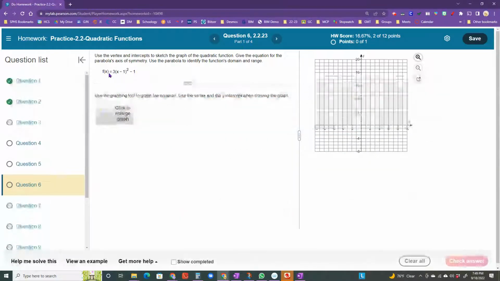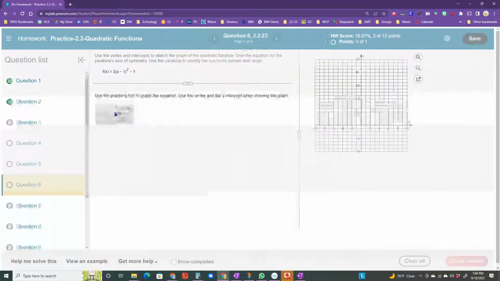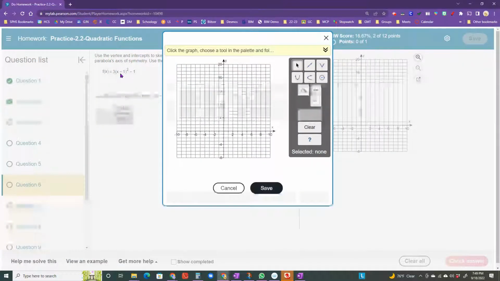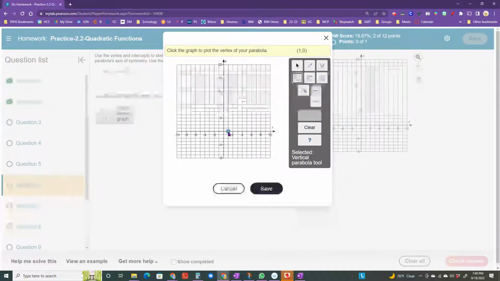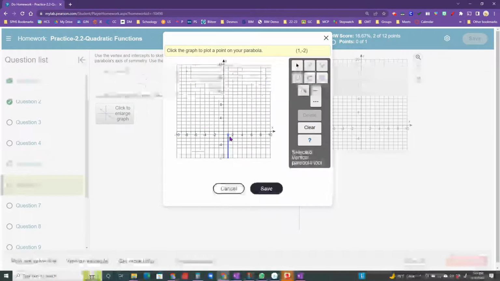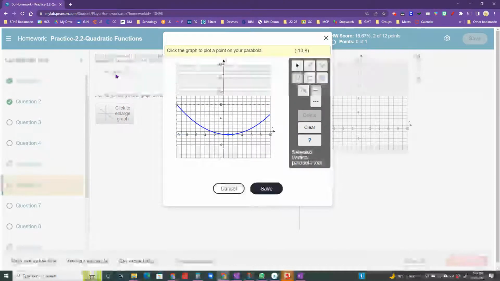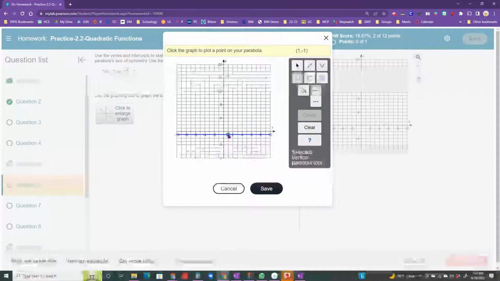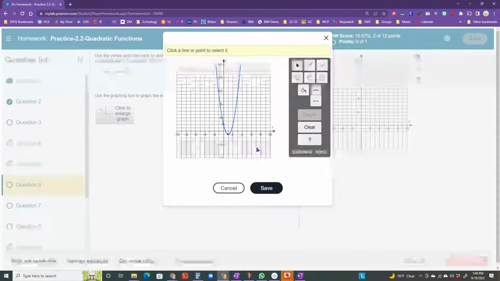So my graph is going to go up. And my vertex, y'all know, is 1, -1. I'm going to choose my parabola tool and go to 1, -1. And now I will tell you, you can usually go over 1, up 1, or you can go plot the y-intercept. You can plug in 0, or you can know that the a value says I'm going to go over 1, I'm going to go up 3. So I'm going to say that's where it is.